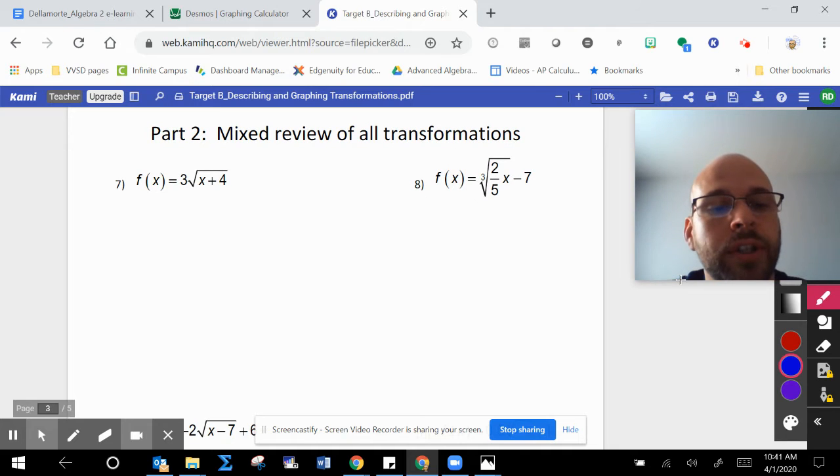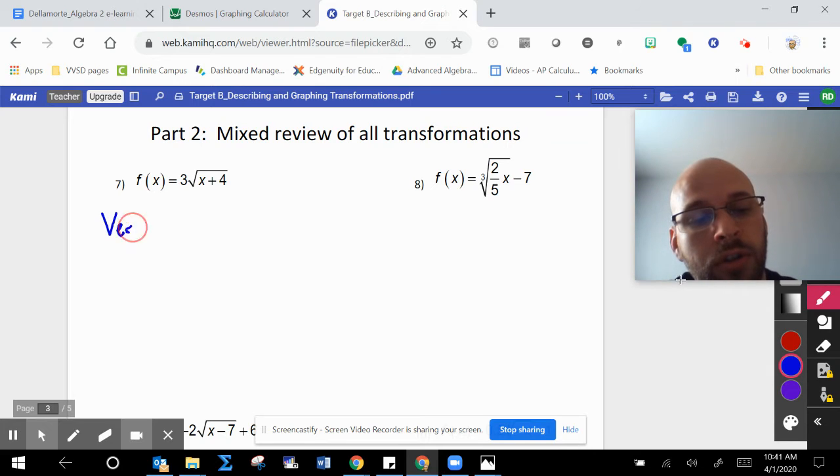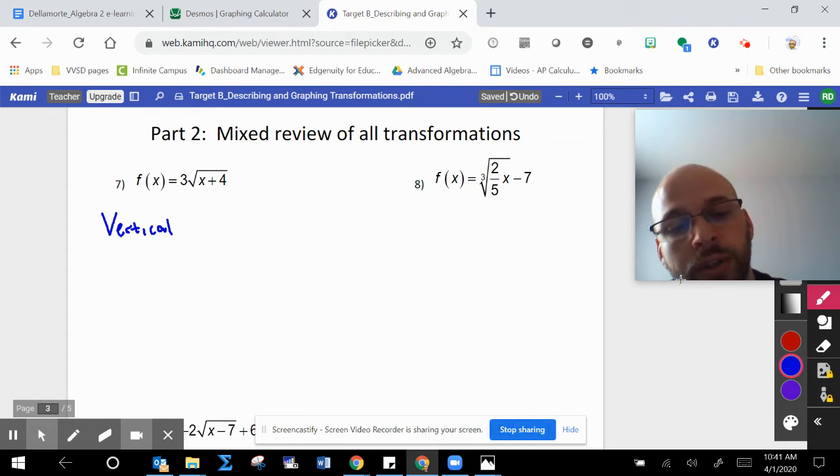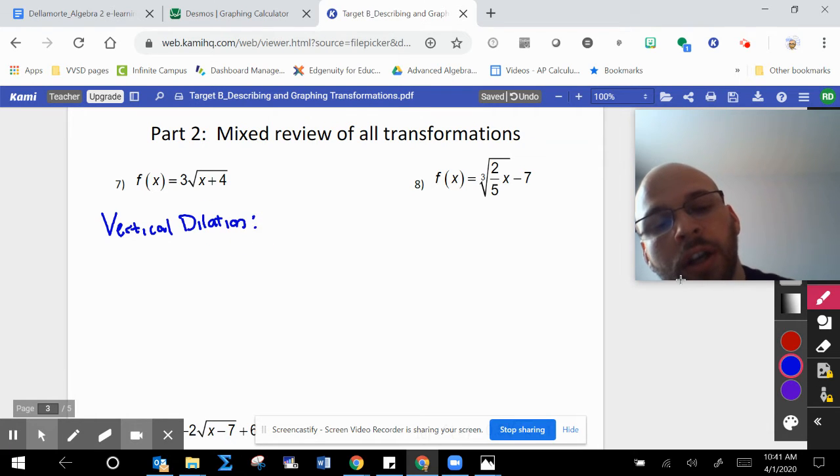I'm going to start with this 3 on the outside. Because it's on the outside of my radical, I know it's going to be a vertical change, right? So it's going to be a vertical transformation. And because it's a multiplier, I know it's got to be a dilation. So I'm going to have a vertical dilation of 3, which is a stretch.